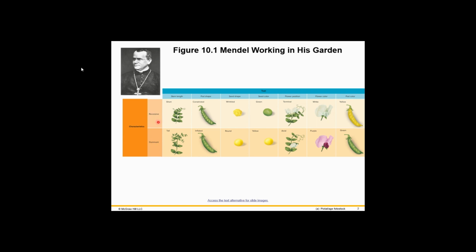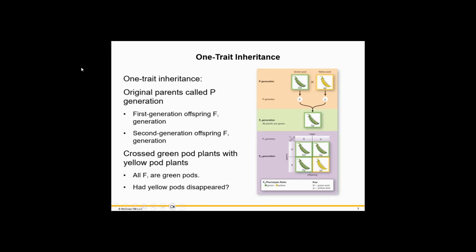The recessive traits were like short stem length, a wrinkled seed pod, and like the color green was recessive. And so he crossed these with the dominant to see, where are we going to pass these on? When we cross it with the dominant, does the recessive just completely go away, or does it crop back up in future generations? We'll start with what's called a one trait inheritance.